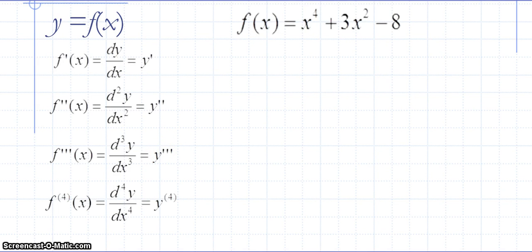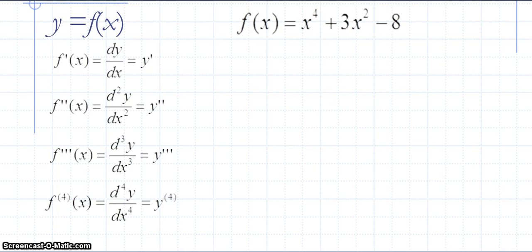Once we go past the third derivative, then we just use numbers for the notation instead of writing primes. So the fourth derivative would be f4 in parentheses of x, or d to the 4 y over dx to the 4, or y with 4 in parentheses. Again, this is not saying raised to the fourth power, it is saying the fourth derivative.